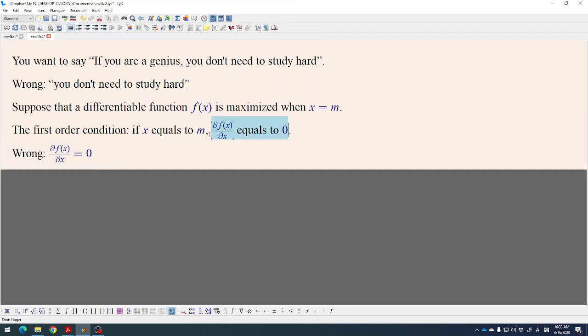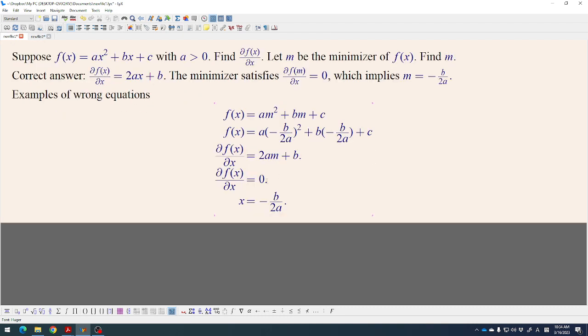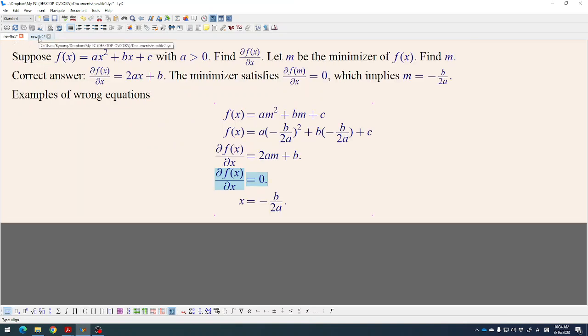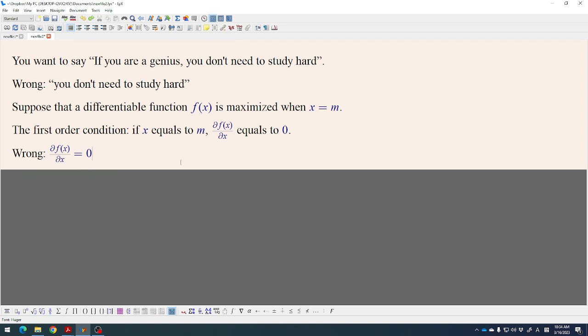I understand you know the full first order condition, but if you just write it this way, it is wrong. This is exactly this, right? So what you have to do is always put the condition for this equality to hold. If you just write it this way, it is wrong, as I said on the previous page. So I believe you understand why these are wrong. Now let's go back to your answer.